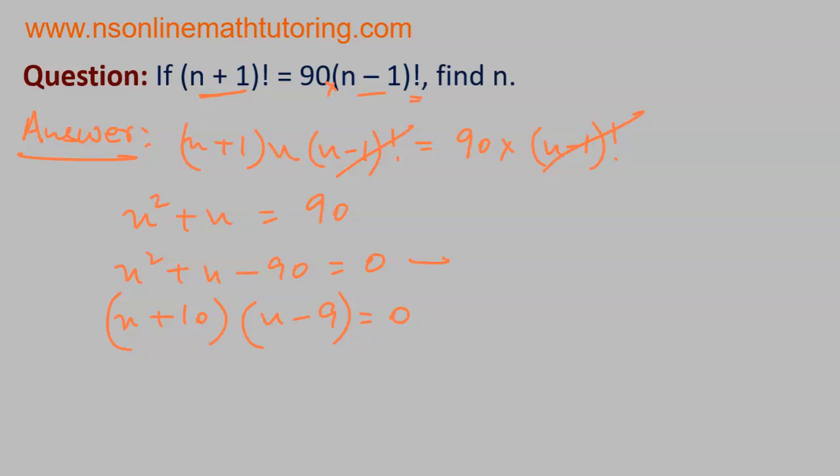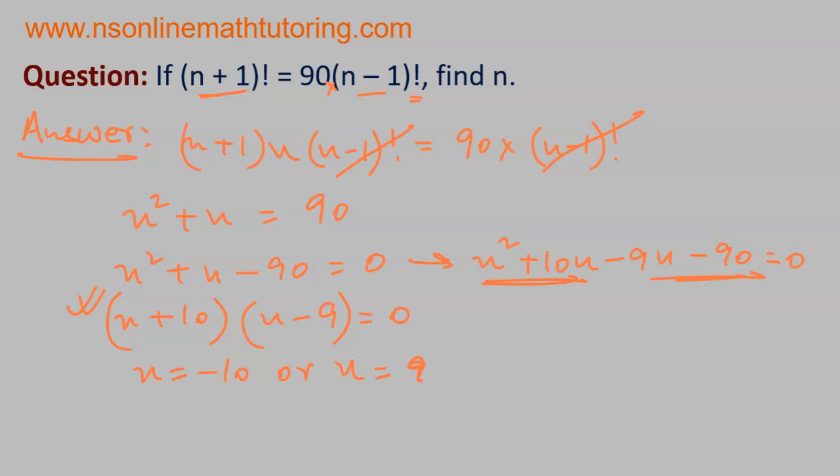Okay, let me just show you for this particular thing. I can show you this is n square. I have taken this to be n square plus 10n minus 9n minus 90. This is what I have done, and I have taken these two terms together and these two terms together to get to this form. Okay. And since n plus 10 times n minus 9 is equal to 0, n is either equal to negative 10 or n is equal to 9.